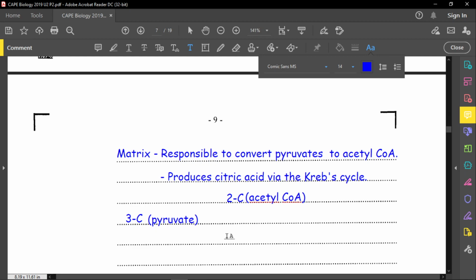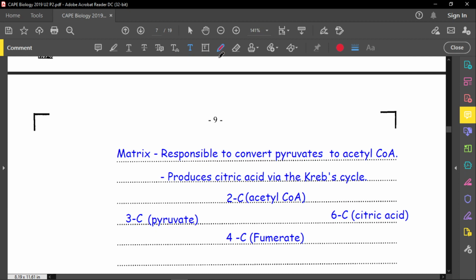And then it also eventually converts into what they call a 4-carbon molecule, and this 4-carbon molecule is called fumarate. Eventually they will join together and form a 6-carbon molecule. Once the 2-carbon merges with the 4-carbon molecule, it forms a 6-carbon molecule, and the 6-carbon molecule is called citric acid. And that's the objective of the Krebs cycle.